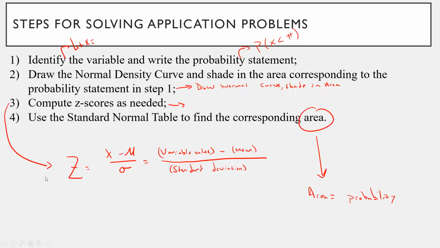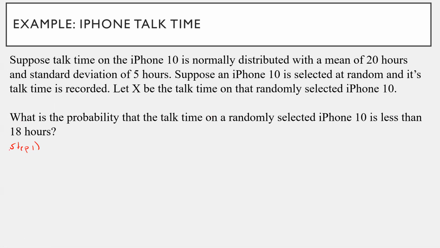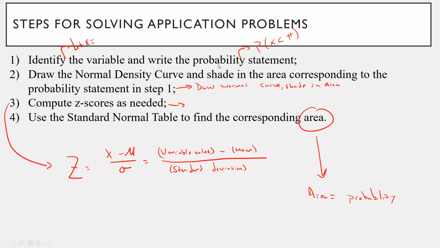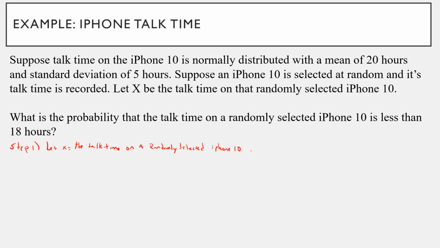Step 1. So going back, you're going to identify the variable. So we already have that up there, but I'll rewrite it. So we're going to let x be equal to the talk time on a randomly selected iPhone 10. And it says write the probability statement. Okay. And I want to find the probability that that talk time is less than 18 hours.